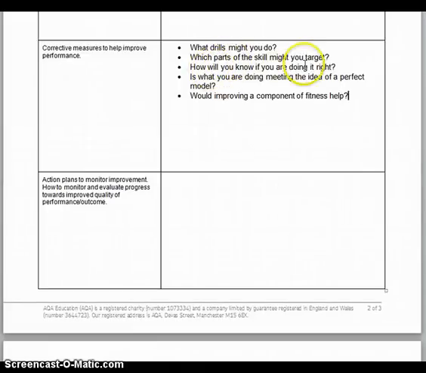How will you know if you're doing it right? Are you going to be looking at models of perfect practice? Are you going to get someone to coach you so that you can make sure that your corrective measures are actually helping you? What improvements of components of fitness might you need to do? Are you going to talk about strength, agility, speed, power, etc.?